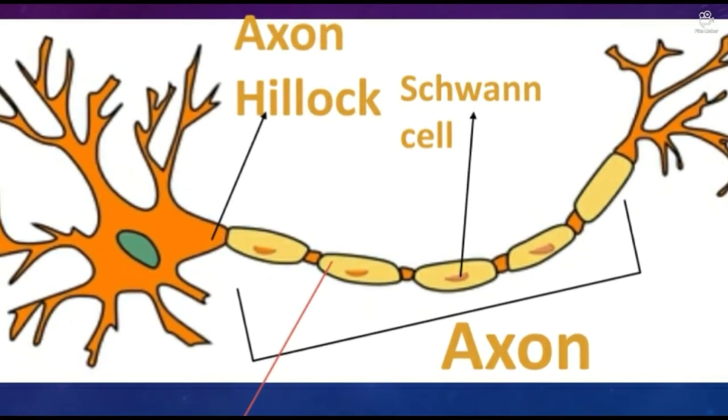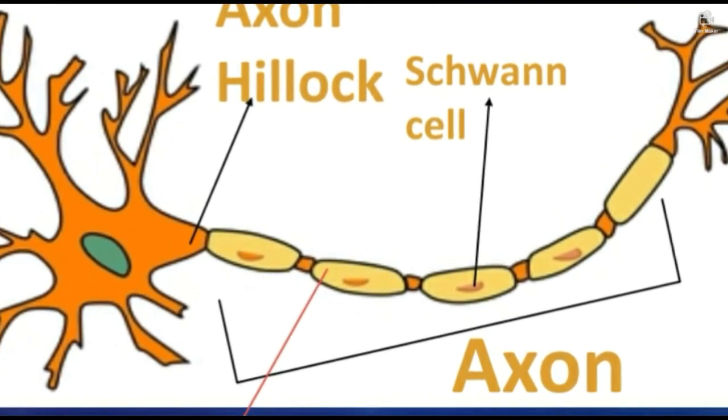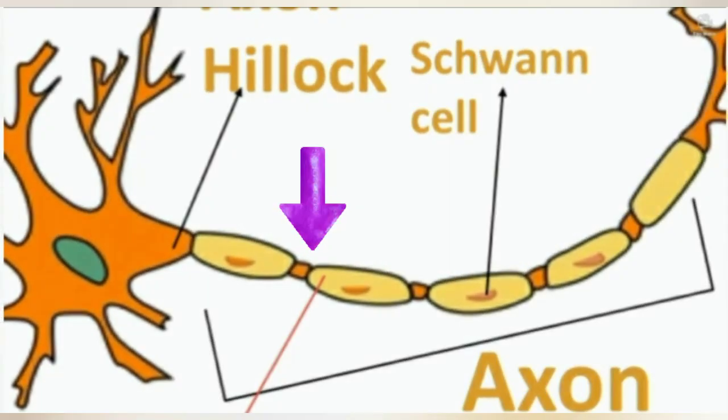Between two myelin sheaths is a gap or space called the node of Ranvier. These nodes are the parts of the neuron cell membrane that depolarize when an electrical impulse is transmitted, thereby facilitating the rapid conduction of nerve impulse.